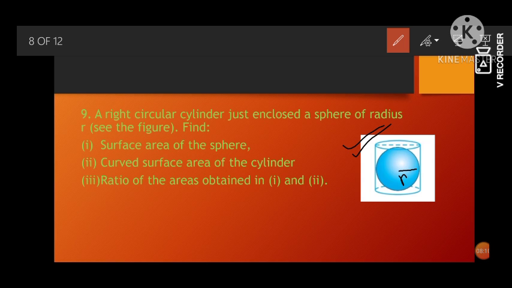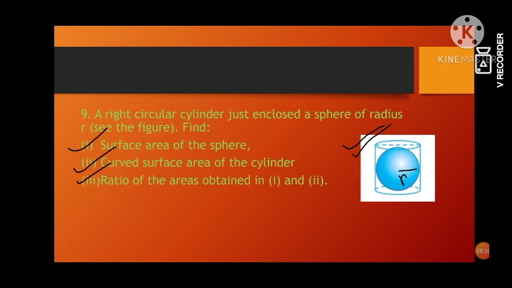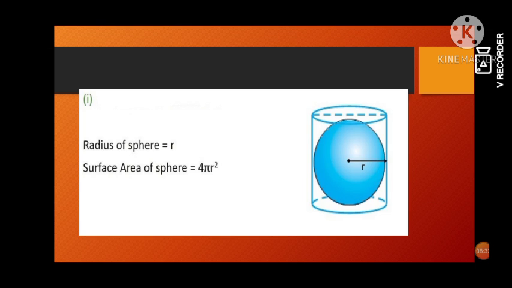Find number 1, surface area of the sphere. So we will just substitute the formula. Number 2, curved surface of the cylinder, so we need to find the radius as well as h, that is the height. And third part is the ratio of the areas obtained in subpart 1 and subpart 2. So let us see how to do this sum.